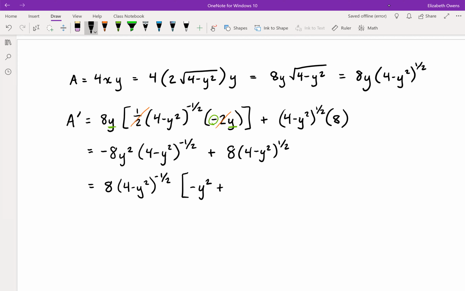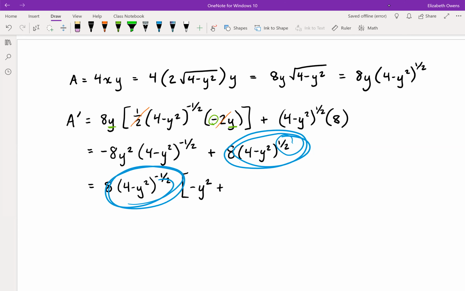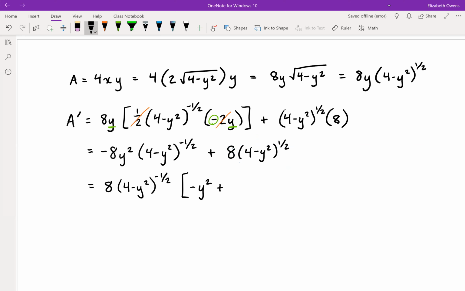And then in our second term here, we factored out the 8, and then when we take 4 minus y squared to the negative 1/2 out of 4 minus y squared to the positive 1/2, you're going to divide this by this that we factored out. You'd subtract the exponents, so you end up getting 1/2 minus negative 1/2, which is just going to be 1. So we just have 4 minus y squared to the first power.